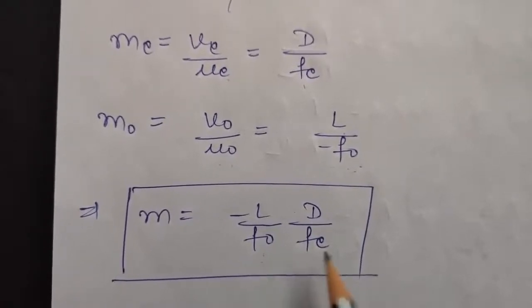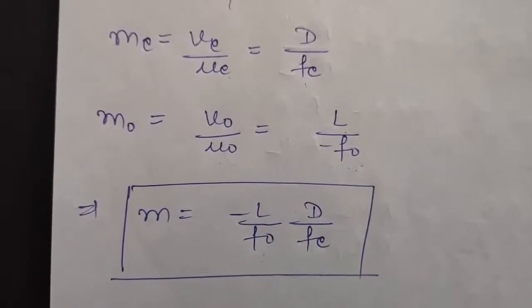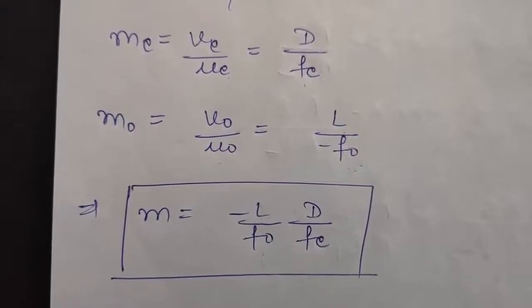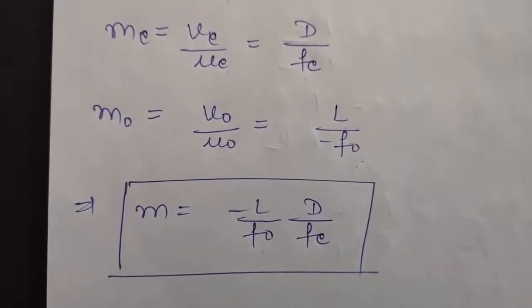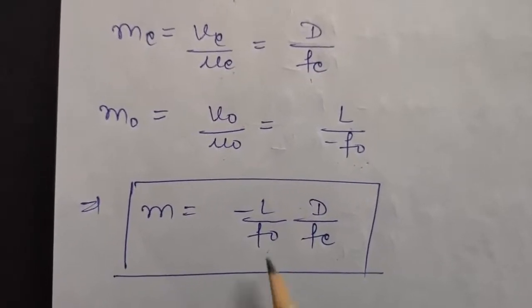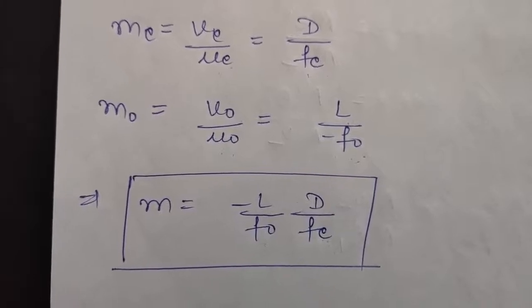So both of the focal lengths should be small, but generally Fe is greater than F naught, because if the focal length of the eye lens is greater, the field of view will be increased. Therefore, both are small, but Fe is greater than F naught to increase the field of view.